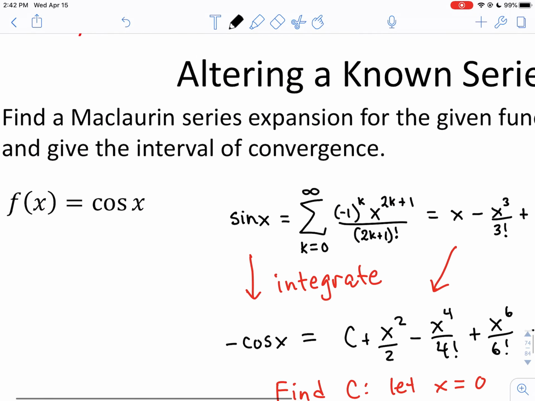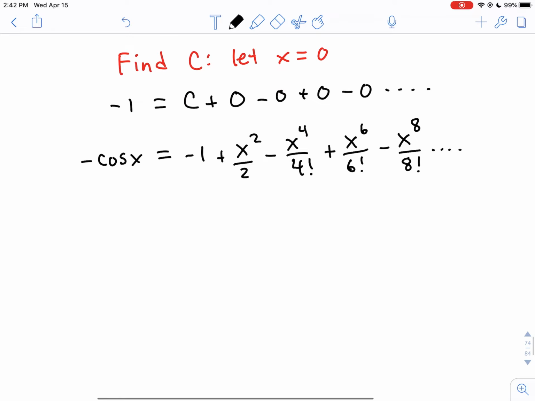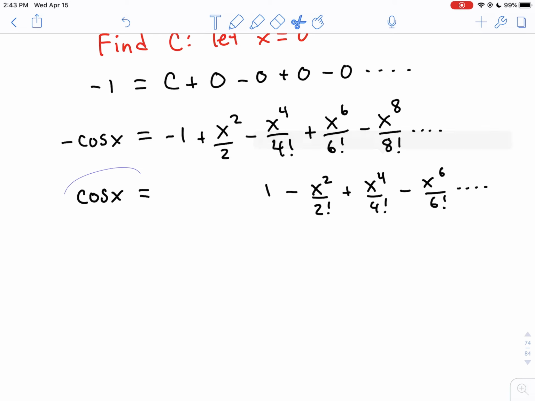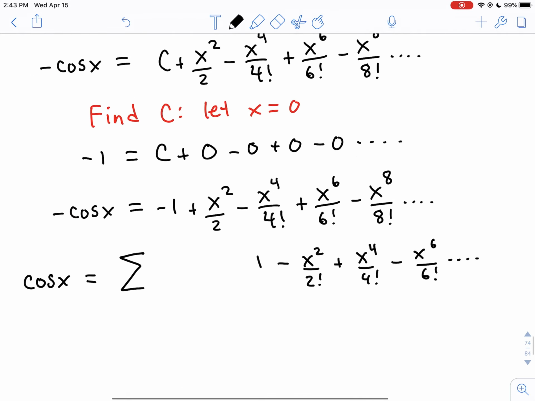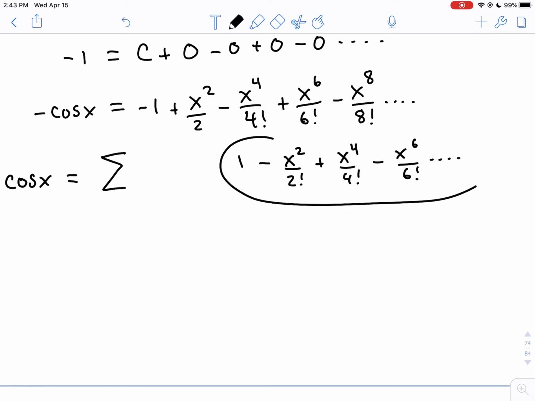Now, I wanted cosine of x, not negative cosine of x. So I could just multiply both sides by negative, change all the signs here. And let's figure out how to write this as summation notation. You could also just integrate this, treating the k's as constants and the x as the variable, and get a series that way too. But let's just try to reconstruct it from these terms.